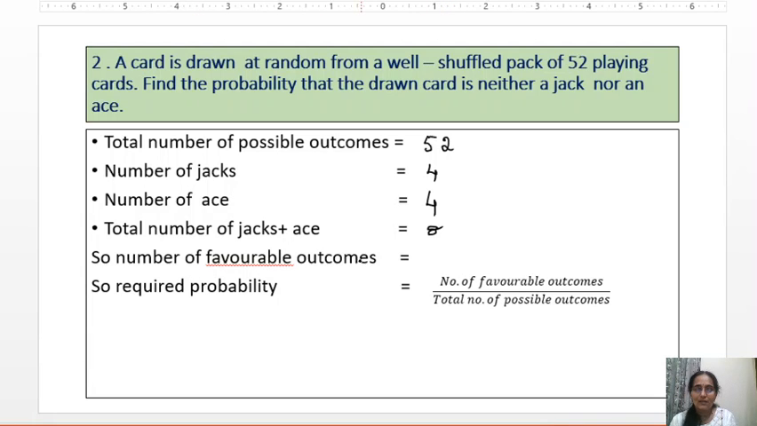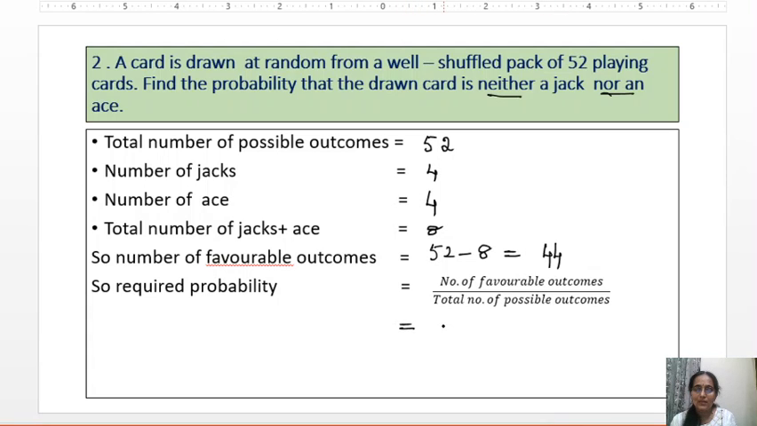So what is your number of favorable outcomes? Just take care to read the question once again. It is neither a jack nor an ace. That means out of 52, 8 cards have to be subtracted, because your favorable cards are 44. It should not be a jack, it should not be an ace. So the remaining 44 cards are your favorable outcomes.